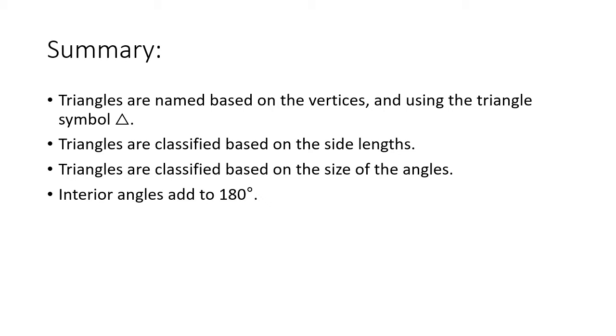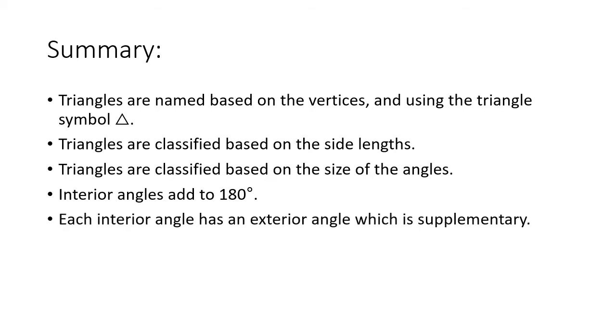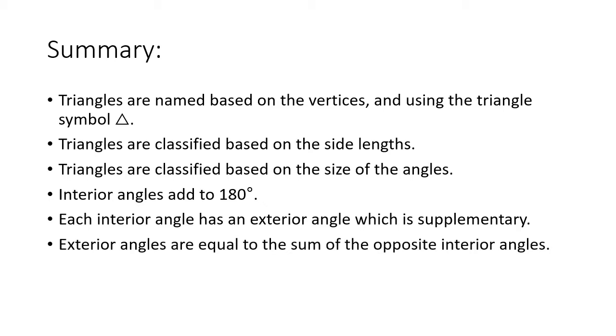Now we also saw that the interior angles of a triangle always add up to 180, and we can use that to calculate unknown values. And we also saw that interior angles always have an exterior angle which is supplementary, so it adds up to 180 degrees, and the exterior angles are equal to the sum of the opposite interior angles.